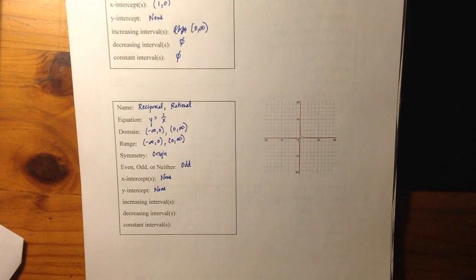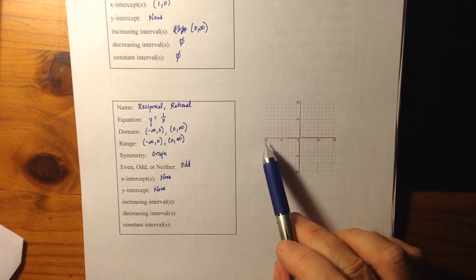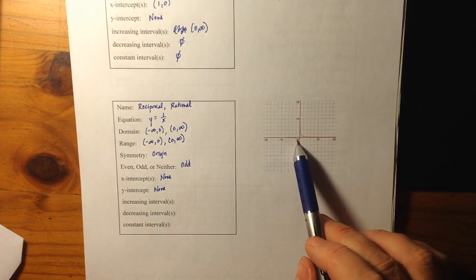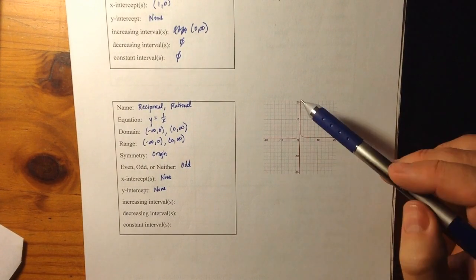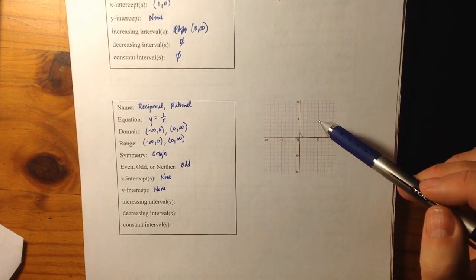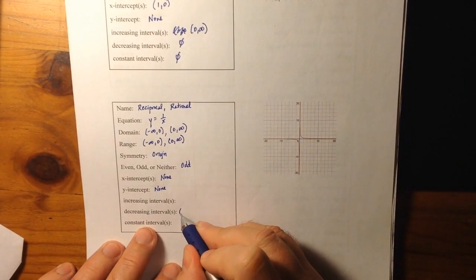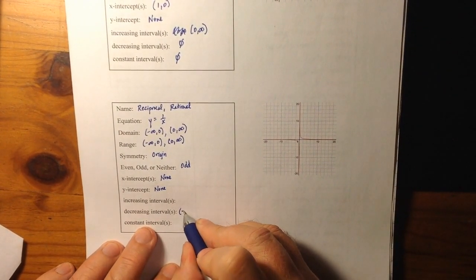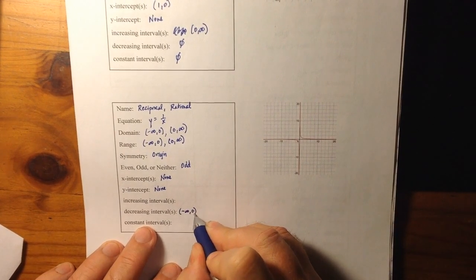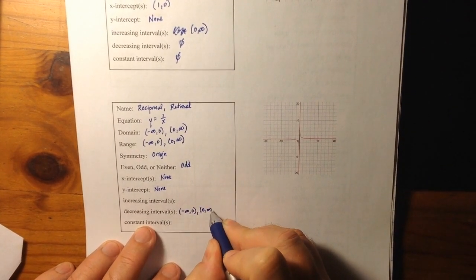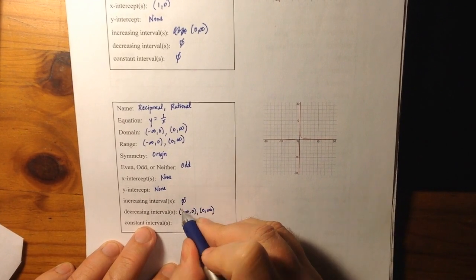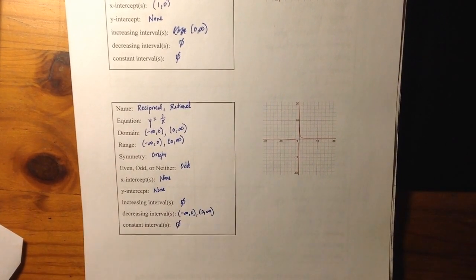And this one, it is decreasing from negative infinity until 0, and then it's decreasing again from 0 to infinity, but it's two different branches, and so it's always decreasing, but it's in two separate pieces. So negative infinity to 0, it's decreasing, and then 0 to infinity, it's decreasing. It is never increasing, it is never constant.